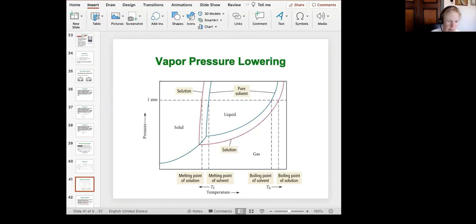We will be doing lots of calculations on Raoult's law and looking at vapor pressure when we come together in our Zoom session.